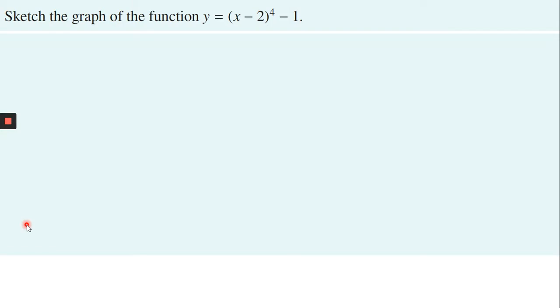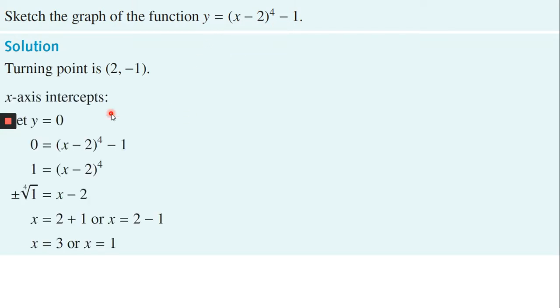Okay, so that gets the graph of that function. So it's going to go to the right 2, down 1. Ending point 2, minus 1. So work out what my x-intercepts are. So I put y equal to 0, do a bit of algebra. I end up with 3 and 1.